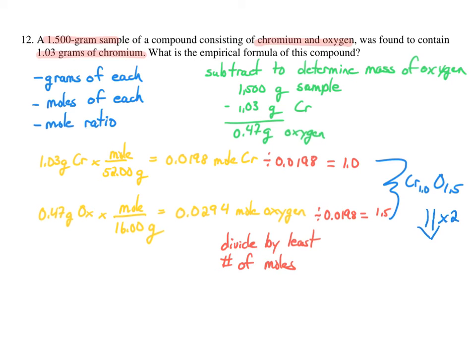Instead, we're going to multiply each of these subscripts by 2. So now we have Cr2O3 as the empirical formula of our compound.